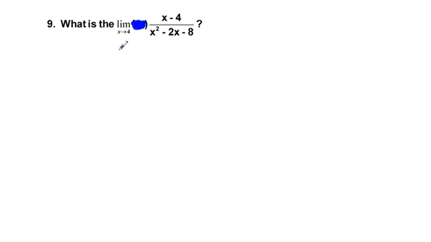So now what we're going to do is substitute in 4, and if we substitute in 4, we get 4 minus 4, and then we're going to get 4 squared minus 2 times 4 minus 8. And so it won't take a lot of arithmetic to figure out that we have an indeterminate 0 over 0 situation.